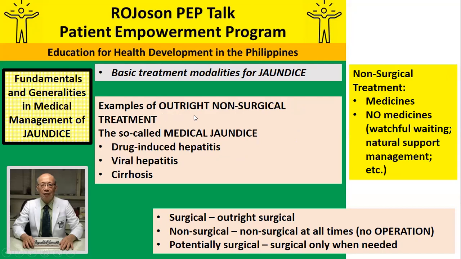Examples of conditions in which the treatment will be an outright non-surgical treatment will be those with so-called medical jaundice. Examples will be drug-induced hepatitis, viral hepatitis, cirrhosis. We don't operate on these three. We just observe, we just give medicine.